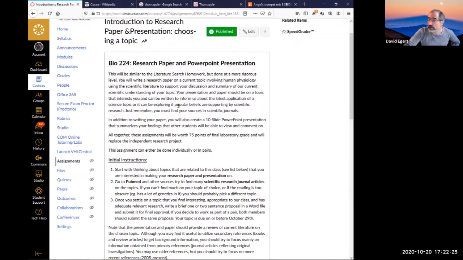It can be exploring if popular beliefs are supported by scientific research. There's a lot of word of mouth stuff about health, and you're wondering if it's real or not. This is a time to go deeper and see, like we did with the literature search homework. Do oats really seem to help? In reality, it looks like they do, although you need a lot of them, and it's just one of many different things. But it's nice to go and see what is real and what's not real.